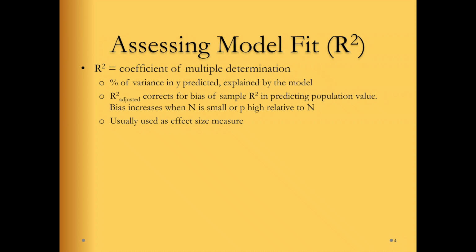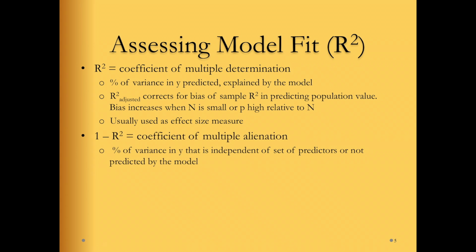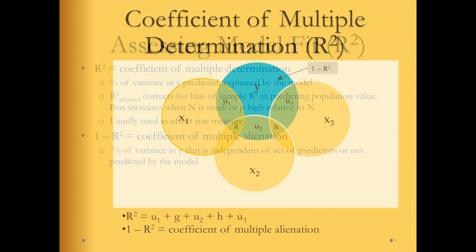You will be able to interpret big R squared or adjusted big R squared as the percent of variance in Y predicted by the model. The percentage of the variance in the criterion not predicted by the model is quantified by the coefficient of multiple alienation, which equals 1 minus big R squared.